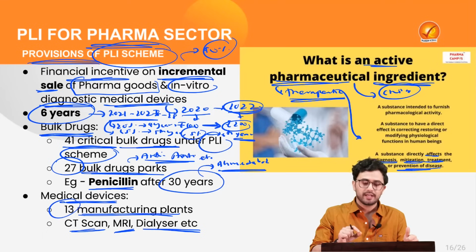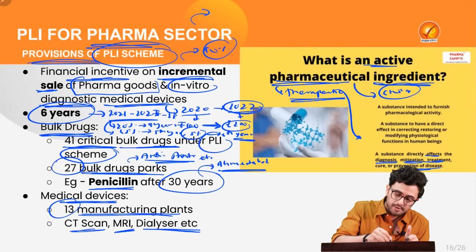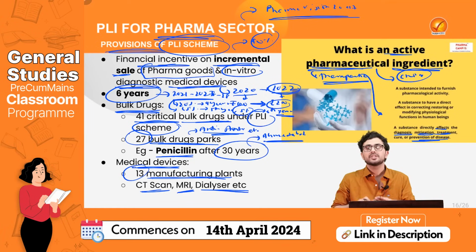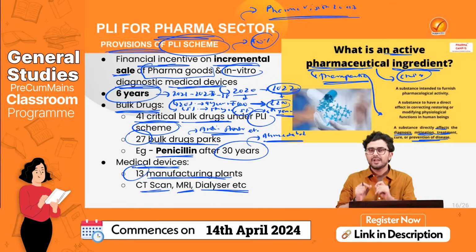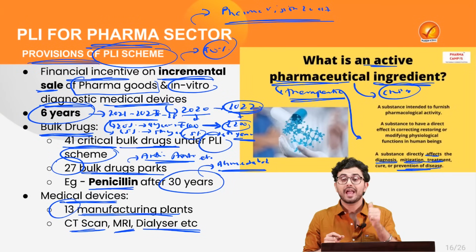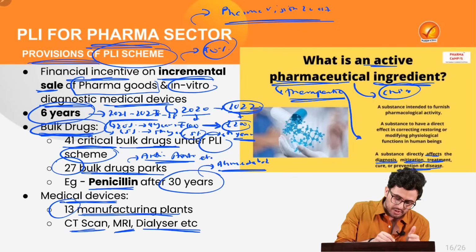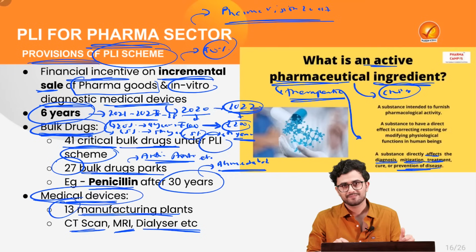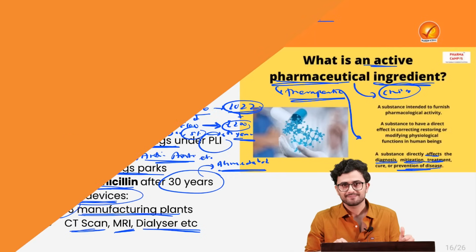Now keep this in mind that all this will ultimately fulfill the Pharma Vision 2047, under which India aims to become the global leader when it comes to manufacturing affordable as well as quality pharmaceutical drugs as well as medical devices. With this, we move forward to the next news of the day.